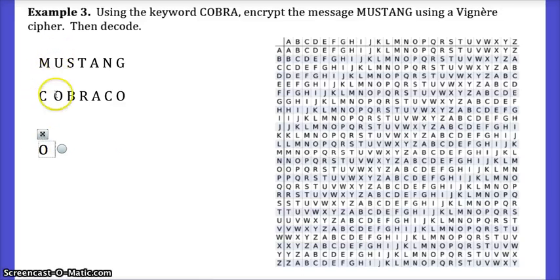To encrypt U using O, I'm now in the row for O, and I look until I am under the U. This is kind of hard. It'd be nice if I had a ruler. So I'm in the O row, in the U column. I believe this is an I. Right here, this is under the U.